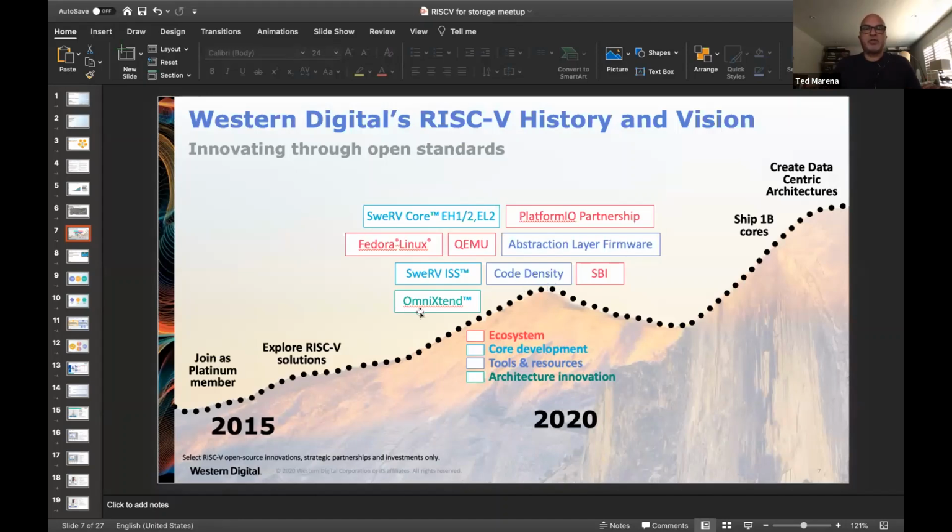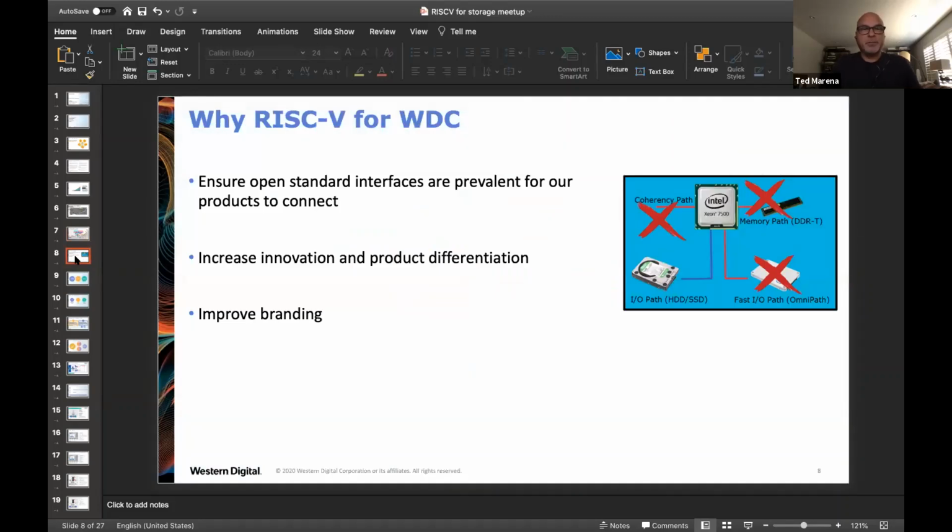So just to show you what we've been doing, because really at the end of the day, we're looking to create data-centric architectures and incorporate RISC-V into a number of devices, some of which have one core, but some of them have 2 or 3 or more. And if we ship and convert all of the architectures, it would be more than 1 billion cores. So we're on our way. But of course, it takes a while to do hardware.